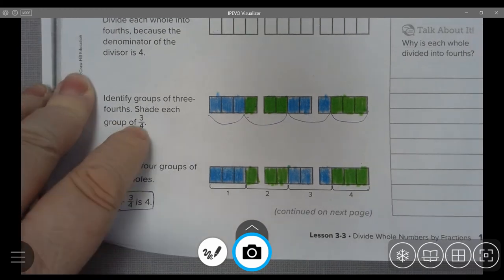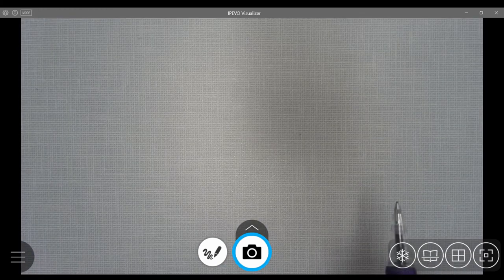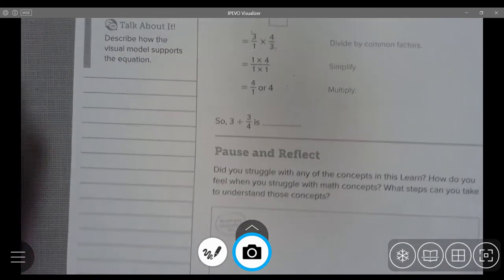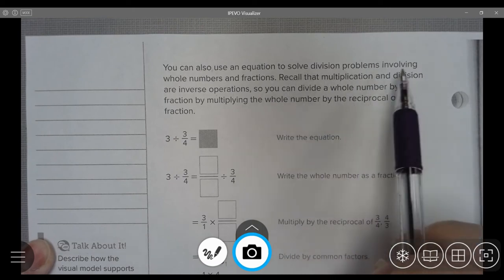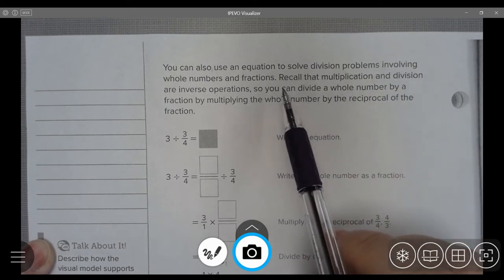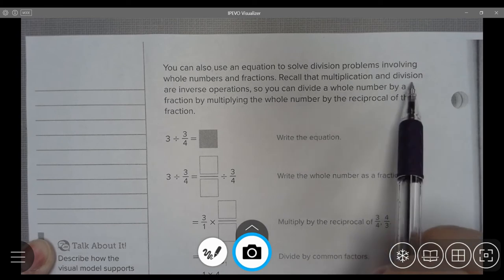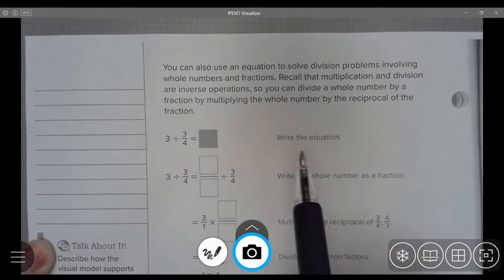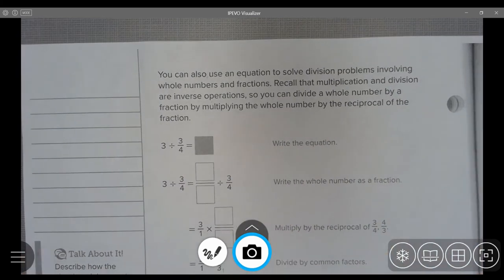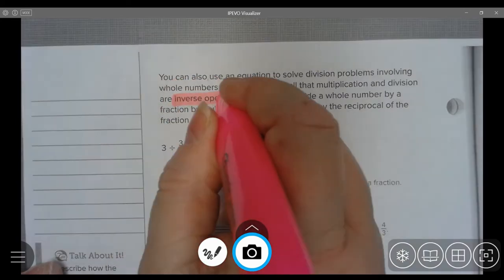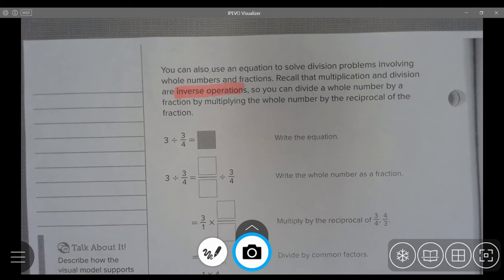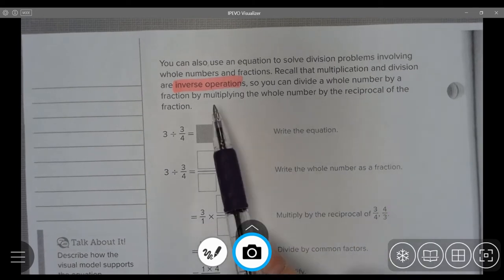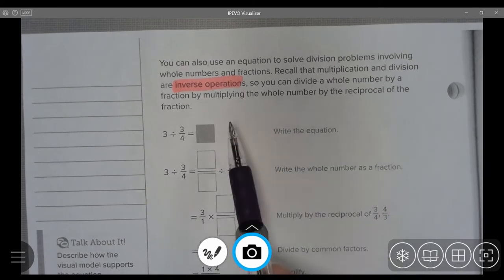Continuing on to the top of page 158. At the top of 158, you can also use equations to solve division problems involving whole numbers and fractions. Recall the multiplication and division are inverse operations. This is something that we talked about in a previous lesson. Inverse operations, that means they're opposites. So you can divide a whole number by a fraction by multiplying the whole number by the reciprocal.